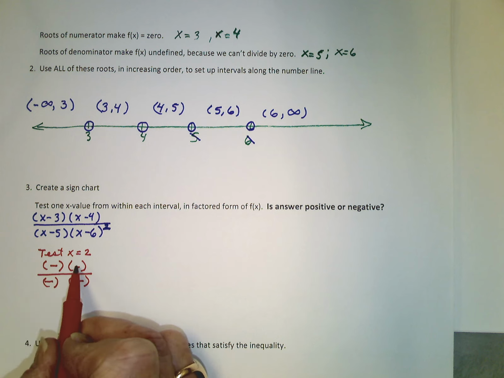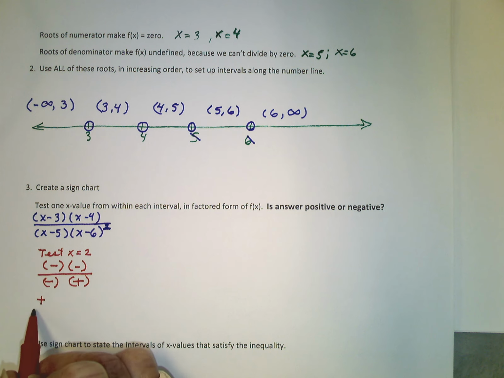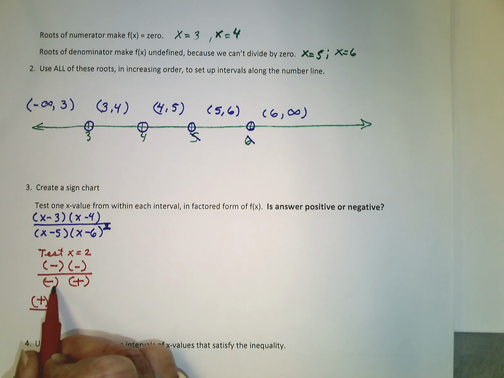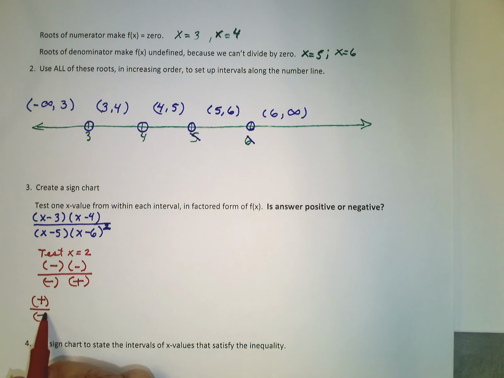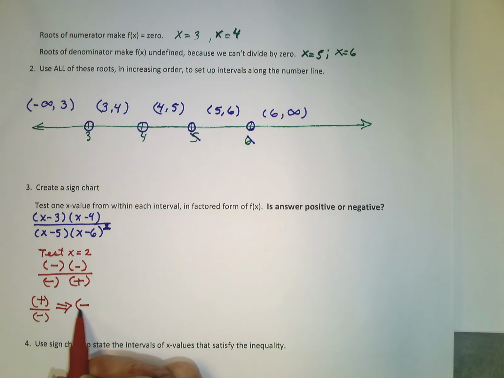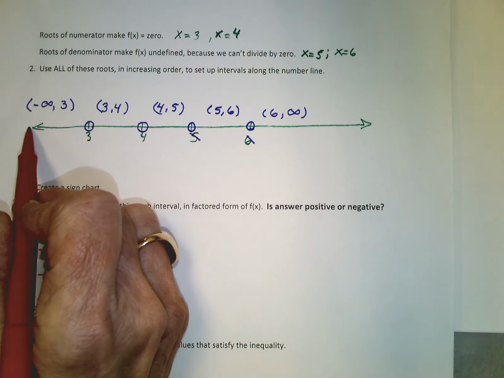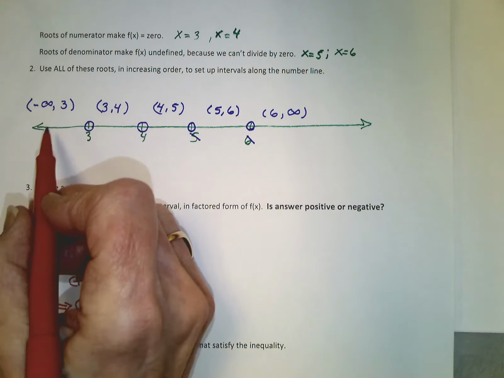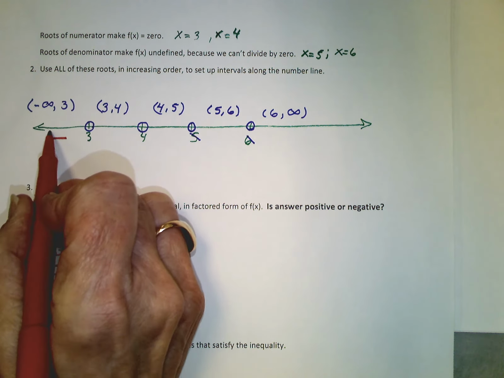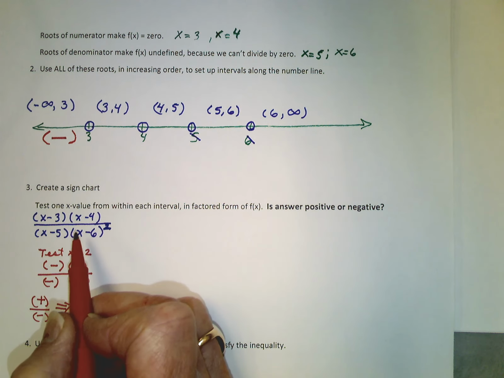So we have a negative times a negative is a positive. A negative times a positive is a negative. Overall, this whole thing is going to have to come out negative. Which means all the numbers from 3 on down to negative infinity are going to be negative answers.